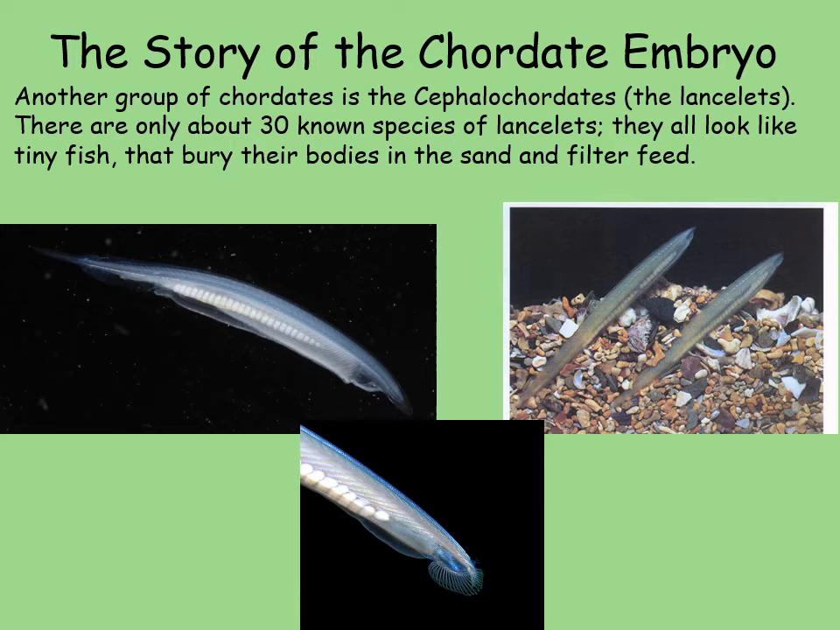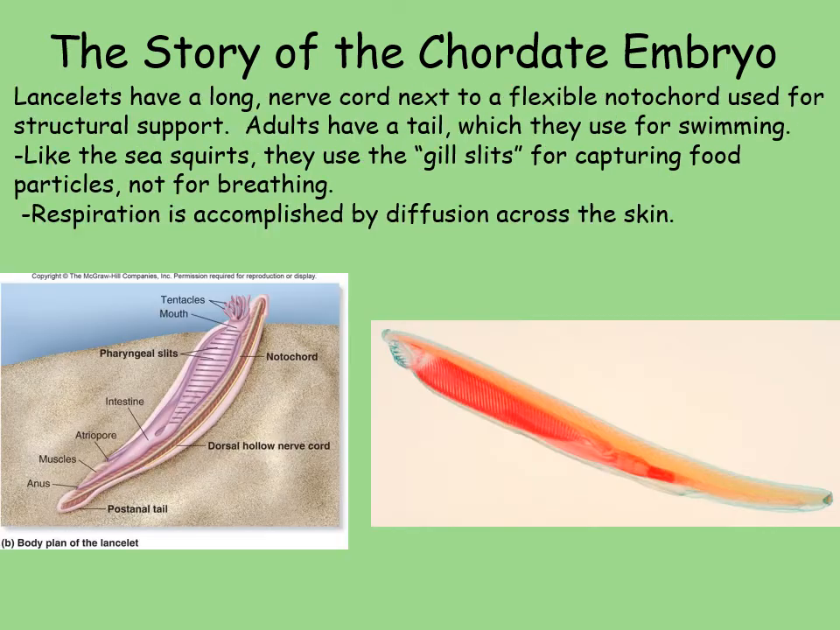So now let's look at the second subgroup of chordates, which is the cephalochordates, the lancelets. There's only about 30 known species in this group. They all kind of look like little fish. They bury their bodies in the sand and they filter feed. So similar to the tunicates, they capture food particles on their pharynx.